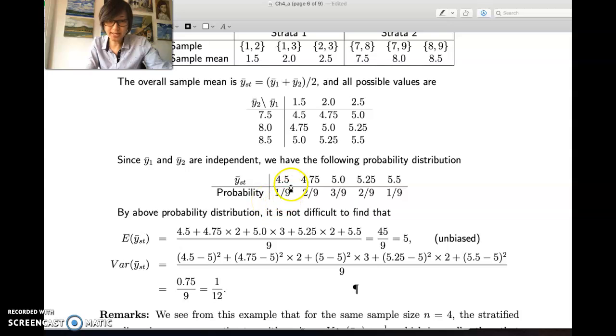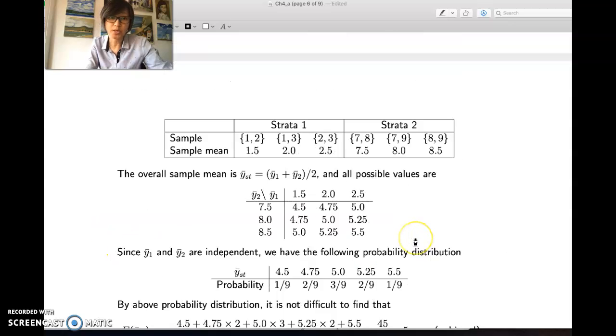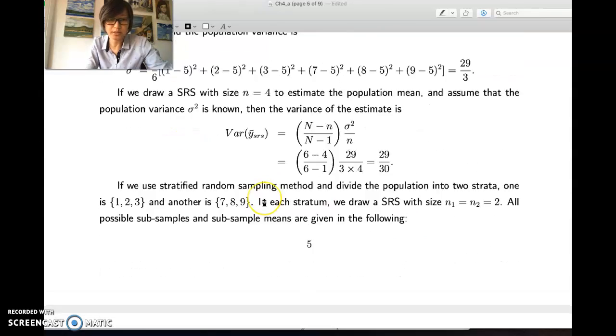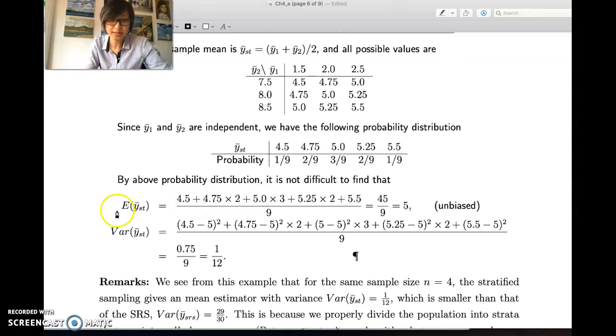With the probability and the value, we can calculate the expected value of my y bar under the stratified random sampling, and we find that it equals 5, which is the same as the population mean, 5. So we know that under stratified random sampling, this is an unbiased estimator.